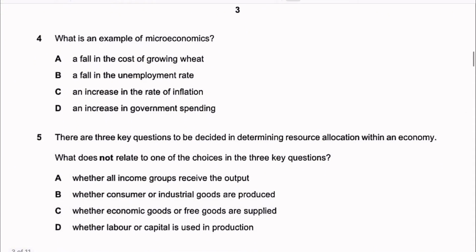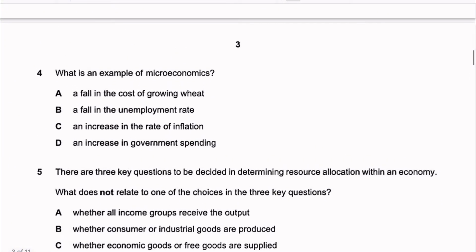Moving on to question 4. What is an example of microeconomics? So as you know, microeconomics is concerned about consumers and firms. So non-government related. Let's see. A fall in the cost of growing wheat. So this is concerned about the firms that produce wheat. So this is correct. The other ones, like unemployment rate, inflation, government spending, these are all under macroeconomics.